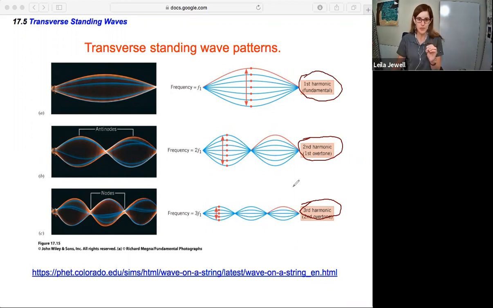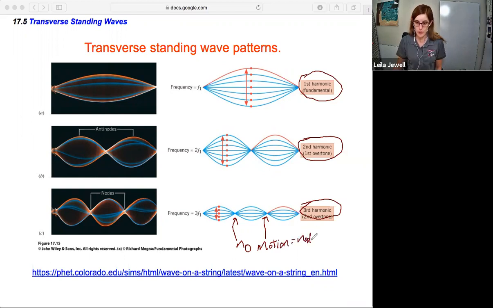Now, a few key terms here. One is nodes. So nodes are these points in the middle. And the way that I remember what a node is, node for no motion. So that's what you can think of with node, is no motion.